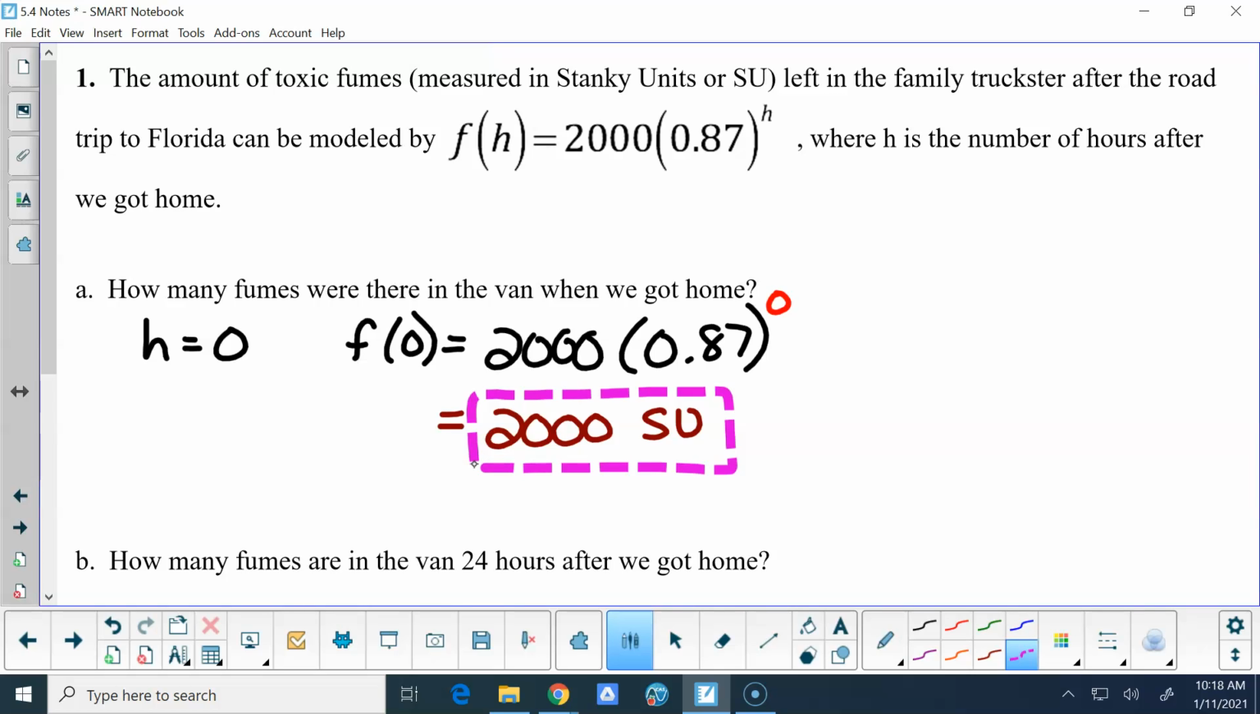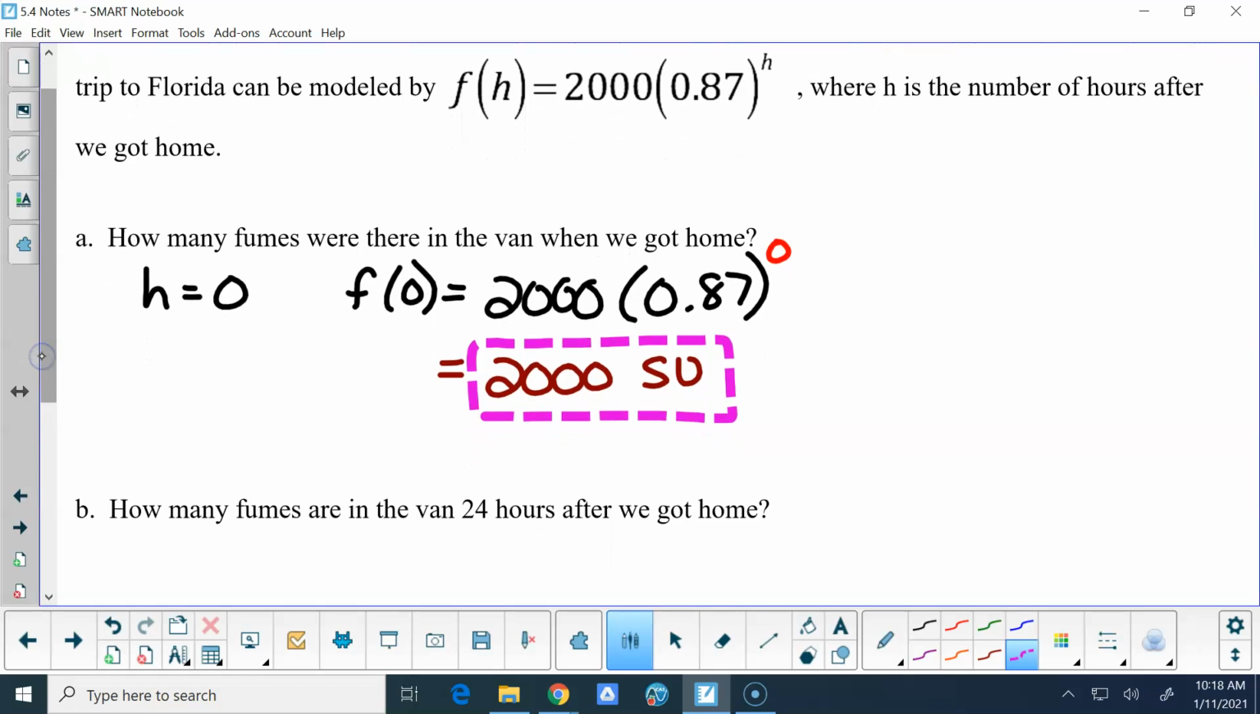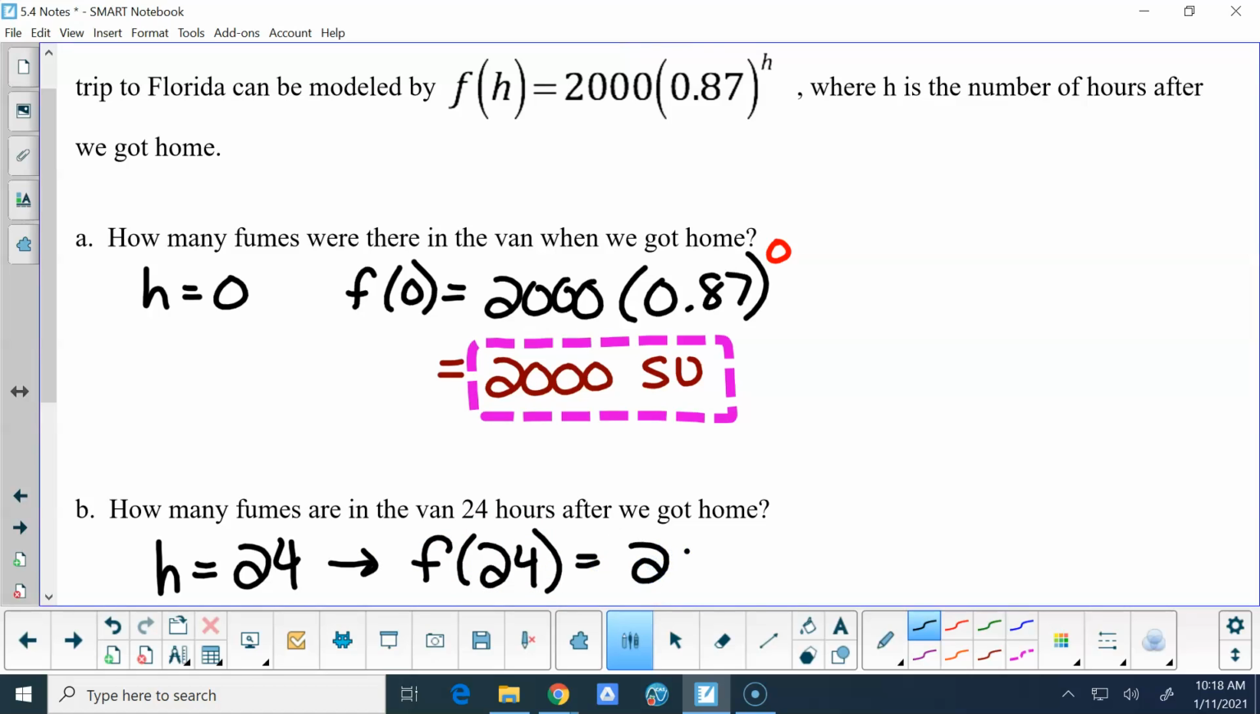One day later, 24 hours later, how many stanky units are in the van? Well, that's a great question. What's my H value? 24. So now I'm going to plug 24 in, so I'm going to find F of 24 by saying that's equal to 2,000 times 0.87 to the 24th power.